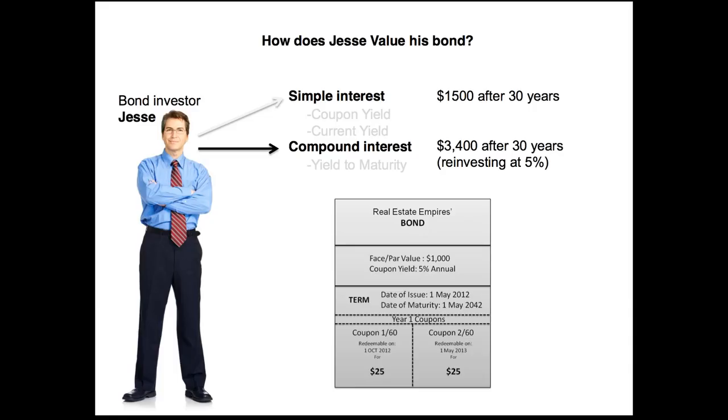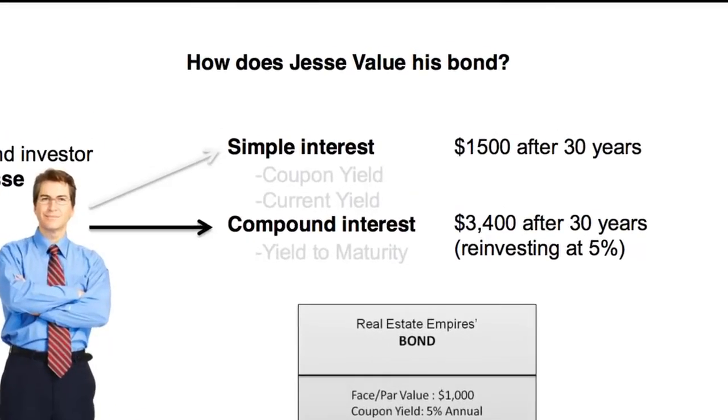Okay, so let's compare the simple interest versus the compound interest. You can see in the simple interest, and this would be for the total duration, as if the first day that Jesse bought it clear up to 30 years later. On the simple interest calculation, you're only valuing the bond that it's going to make $1,500 for you during that duration. But when you look at the compound interest, you can see that it's $3,400 if it's reinvested at 5% for each coupon. So that's a pretty big difference. I mean, we're talking more than double the money on a bond.